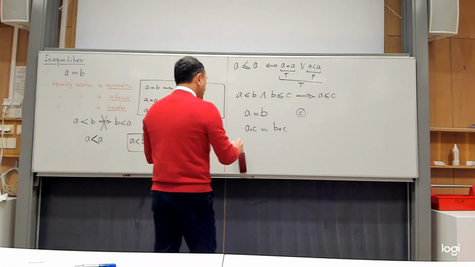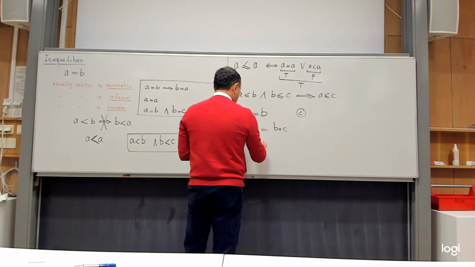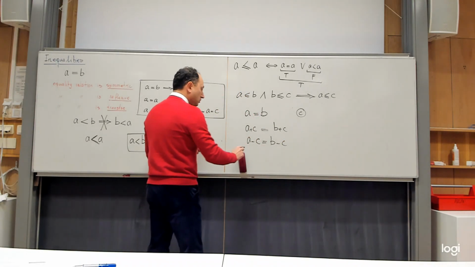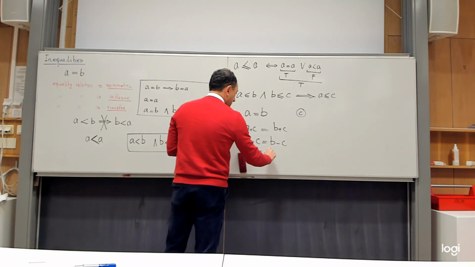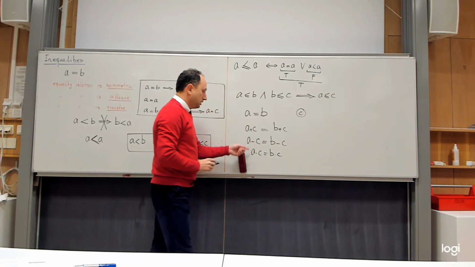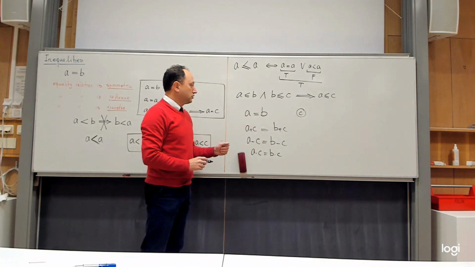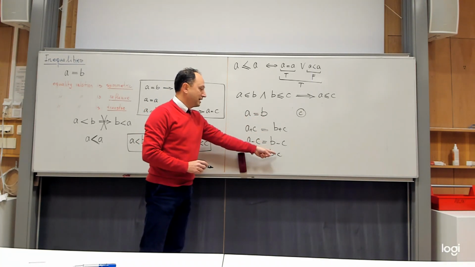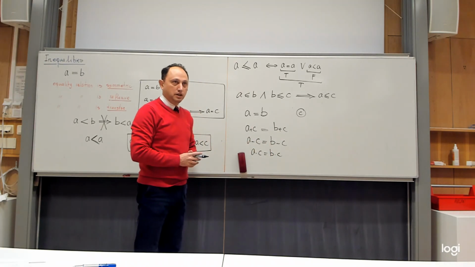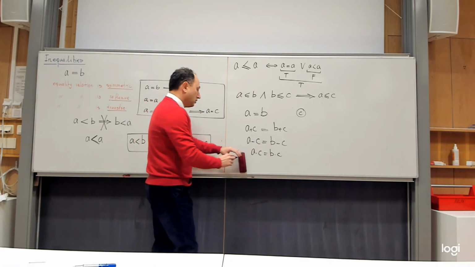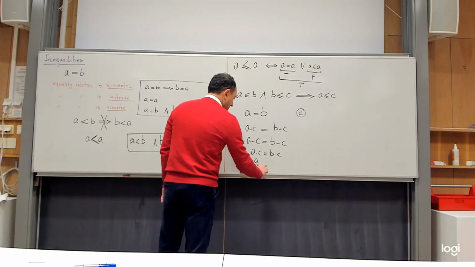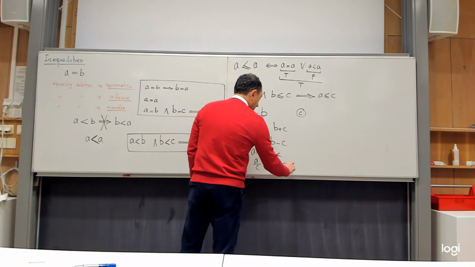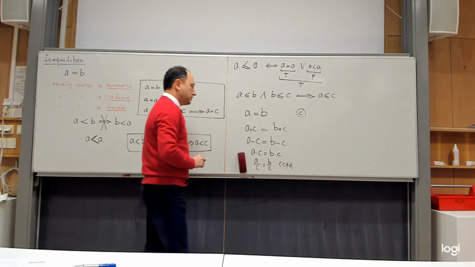And of course, I can also subtract. A minus C is equal to B minus C. I can also multiply. If two numbers are equal, I multiply this by another number and I multiply this by the same number, the results would be the same. And I can also divide, but provided that C is not 0, because I am not allowed to divide by 0.